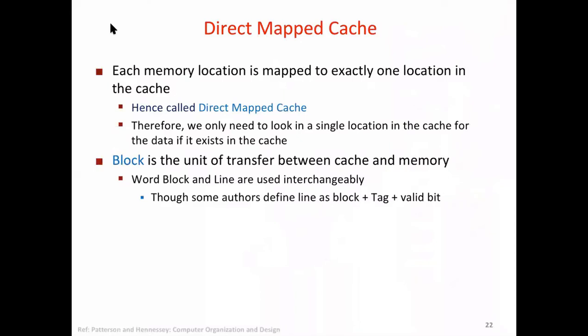So in direct mapped cache, each memory location, or each address in the address space, is mapped to exactly one location in cache. The processor always has a view of the address space, so you have to think in those terms. And which location it maps to, we can decide with simple mathematics.